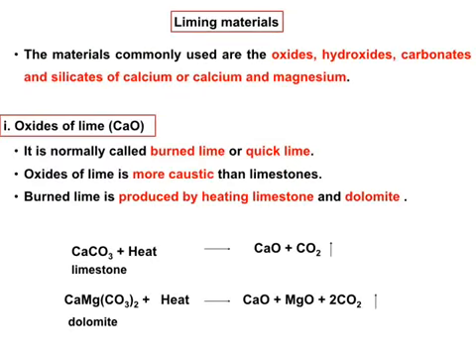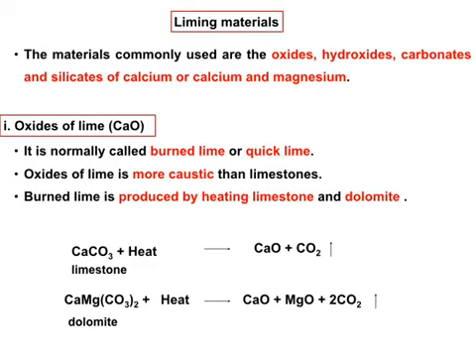There are many liming materials we are using. First are oxides, hydroxides, carbonates, and silicates of calcium, or calcium and magnesium. These are the materials we are using for liming. Okay, first one, oxides of lime, is normally called burnt lime or quick lime. It's more caustic than limestone. It's produced by heating limestone and dolomite material. Heating is the process to create these oxides of lime.